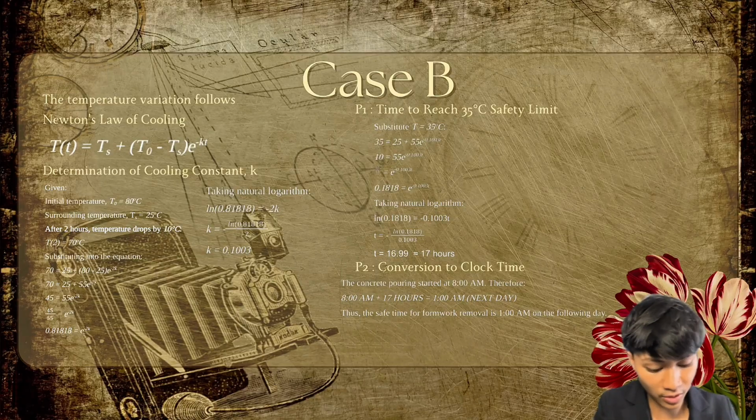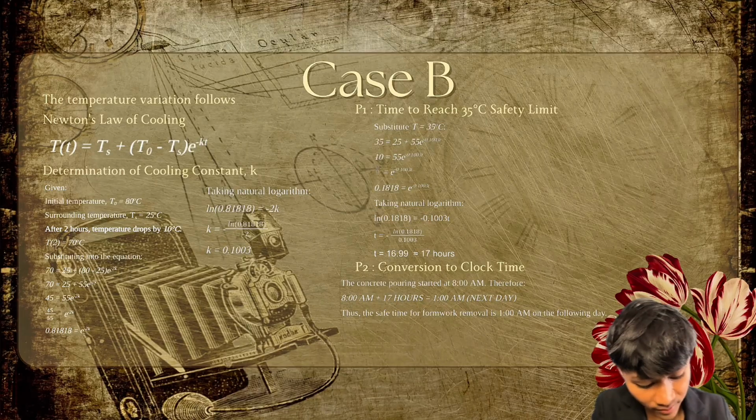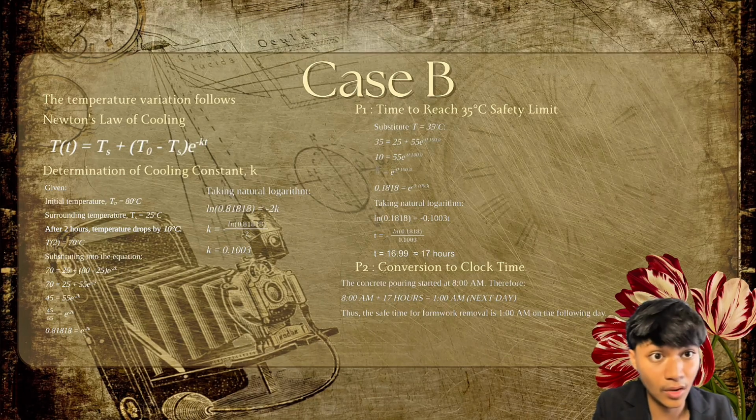For the second problem, conversion to clock time, this one is pretty simple. Basically, the concrete pouring started at 8 AM as stated in the problem. Therefore, 8 AM plus 17 hours is the safety time limit. We end up with 1 AM on the next day. So this means that the safe time for formwork removal is 1 AM on the following day.